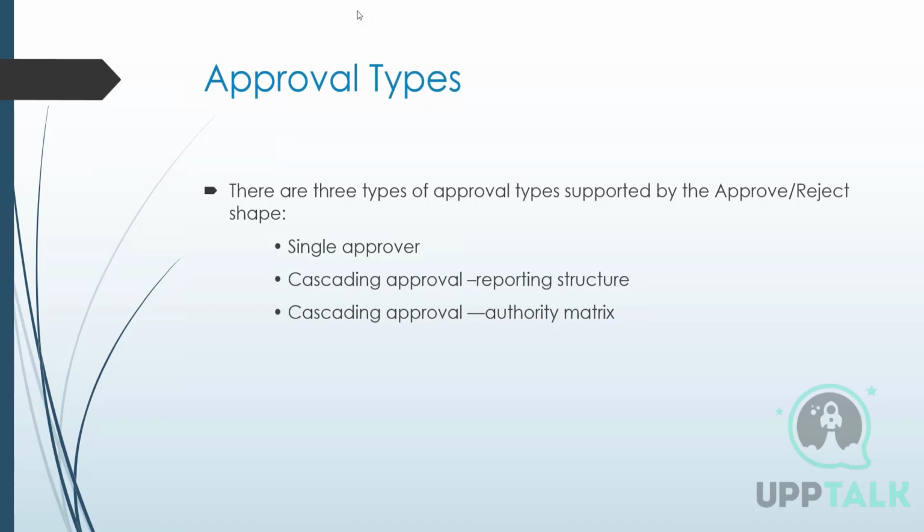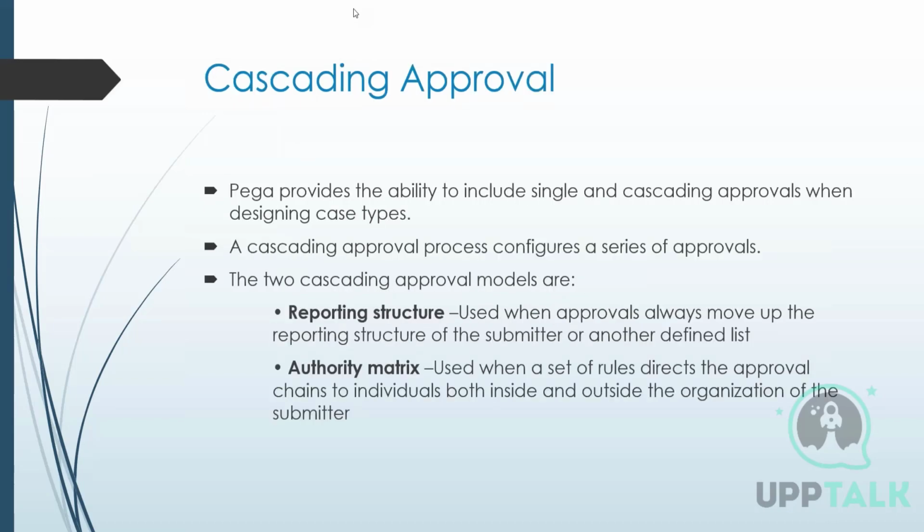That depends upon either the reporting structure or the authority matrix. So what are these two? Reporting structure is something which deals with the operator. On the operator profile, you will decide who this operator reports to, and it goes in the reporting hierarchy.